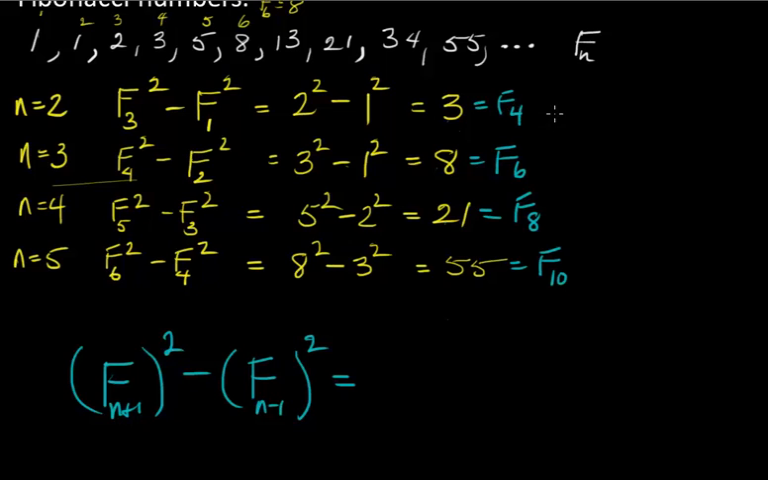And I look back and I say, well, this was when n was 2. This was when n was 3. This is what I got when I plugged in 4. And this is what I got when I plugged in 5. Now notice, n equals 2, F4. N equals 3, F6. N equals 4, F8. And n equals 5, F10.